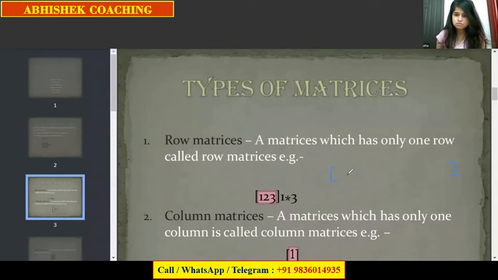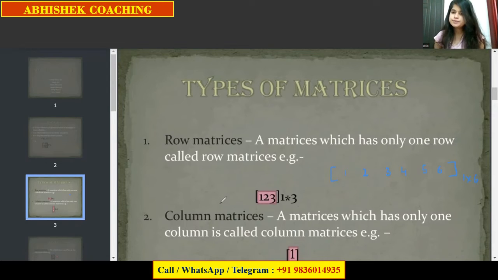The number of columns is not fixed there. So there is one row, so it is a row matrix. We can write the order as one row and 6 columns, like 6, 1, 2, 3, 4, 5, 6.